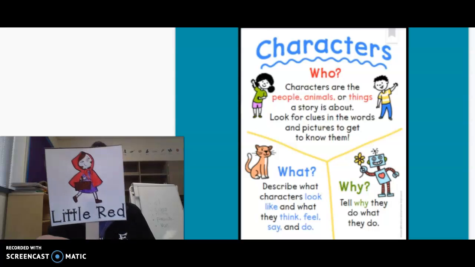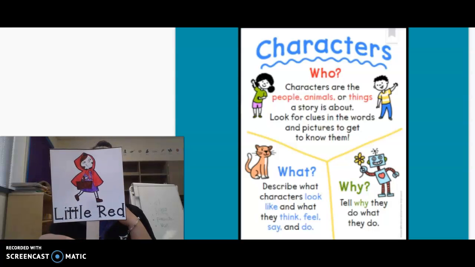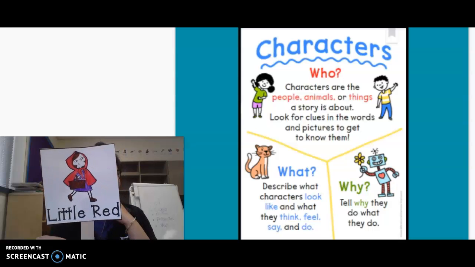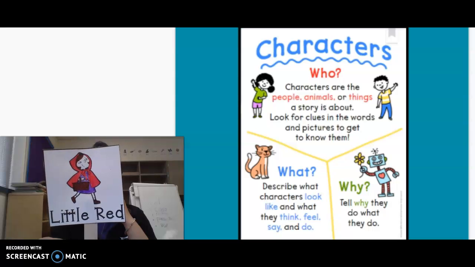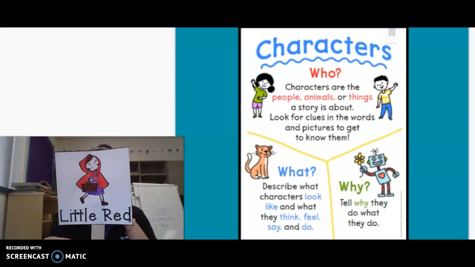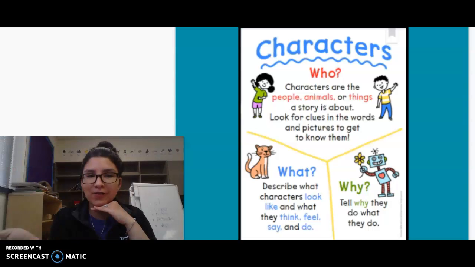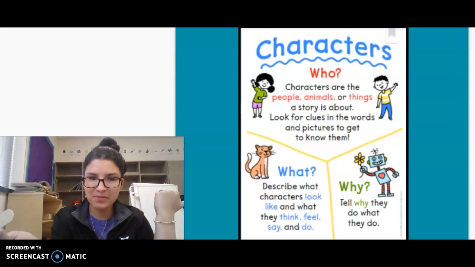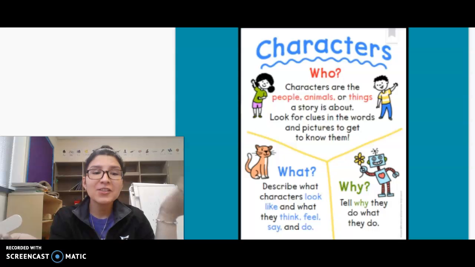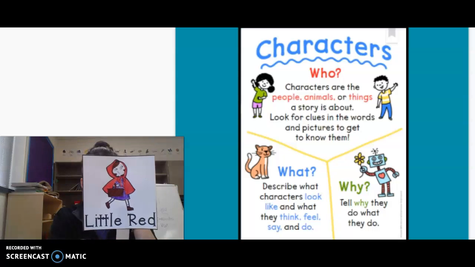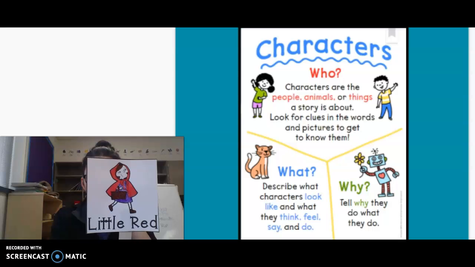So let's talk about what now. We just said who. Now let's talk about what. Describe what Little Red Riding Hood looks like. Go ahead and say this to yourself. Okay, she has a red cape, right? She has a little basket full of what? In yesterday's story, was it muffins or tortillas, right? So she has a basket full of tortillas. Okay.